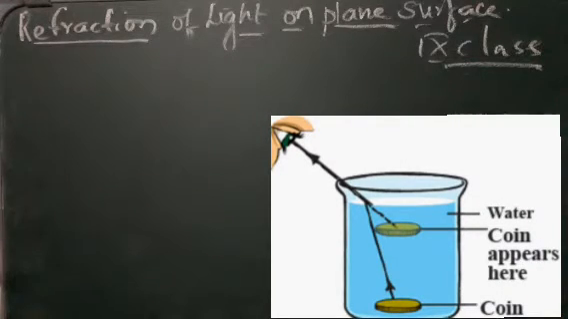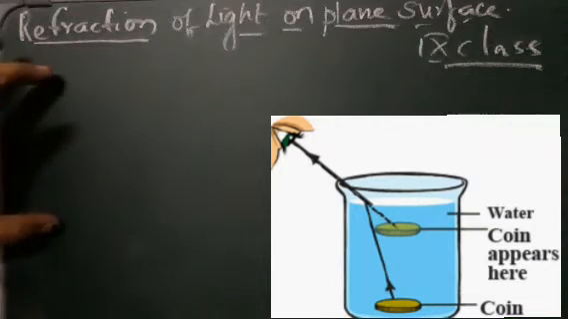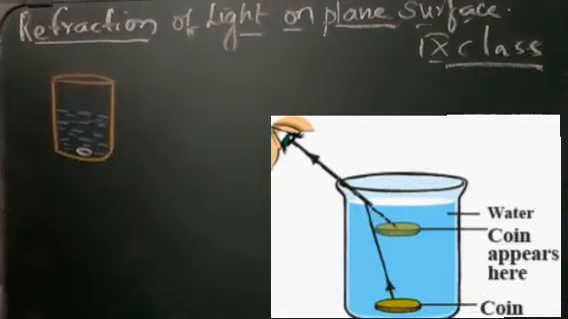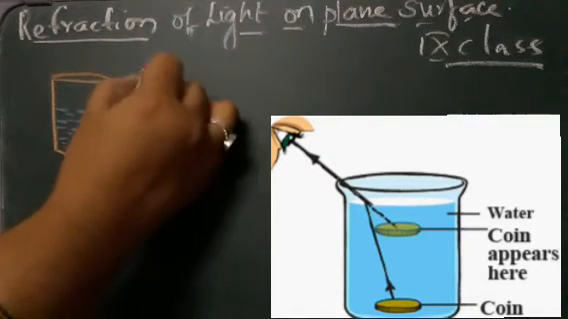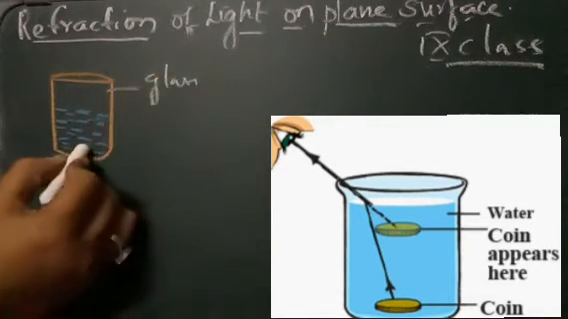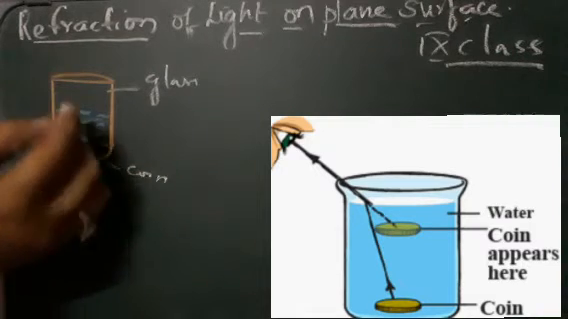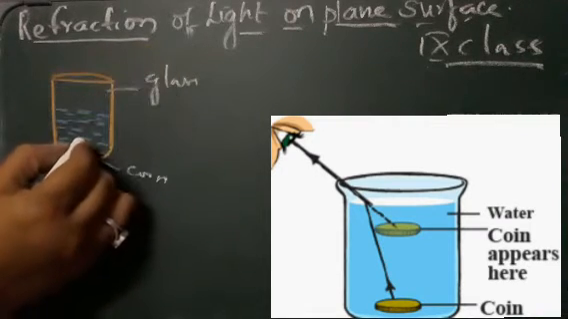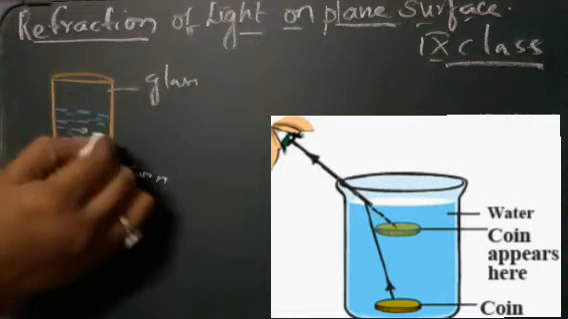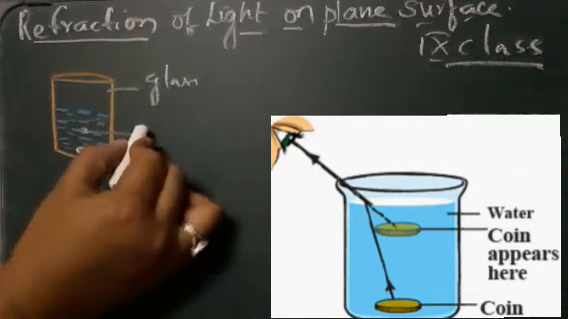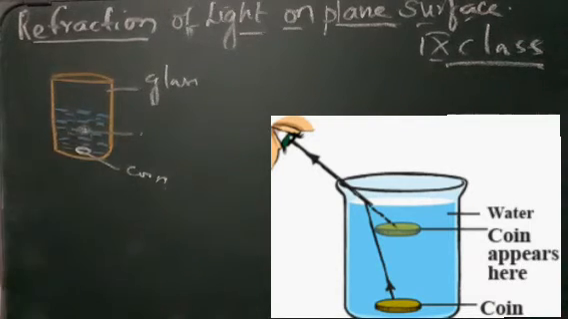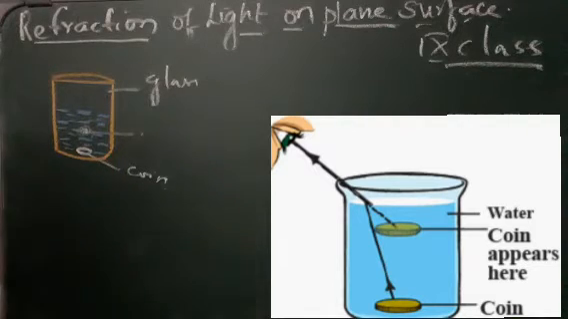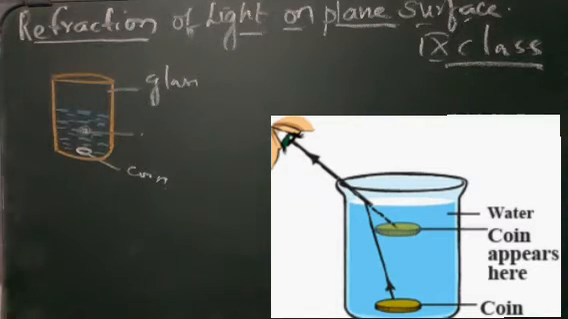the vessel, you see that the coin appears to be raised up. If the coin is placed, you can see that it is raised up. So suppose this is your glass tumbler. Okay, this is your glass tumbler and there is a coin here, and when you see, like from a distance, it appears that this coin appears to be here. Okay, this is the image which appears to be here. So this is nothing but due to the refraction.